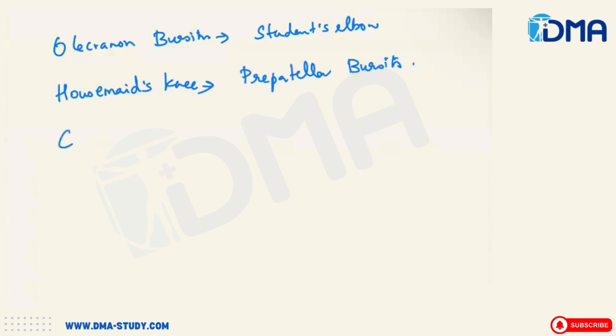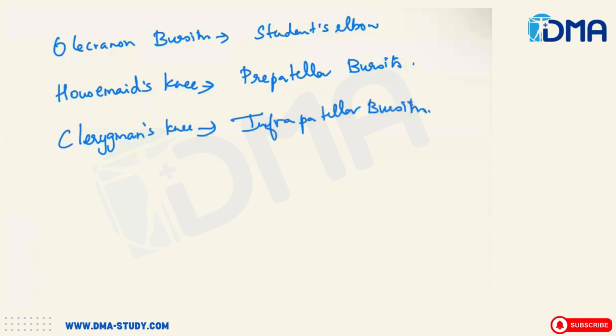Then what do you call housemaid's knee? Housemaid's knee is prepatellar bursitis. Prepatellar bursitis. What is clergyman's knee? It is infrapatellar bursitis. These are the eponyms that we have to know in orthopedics.